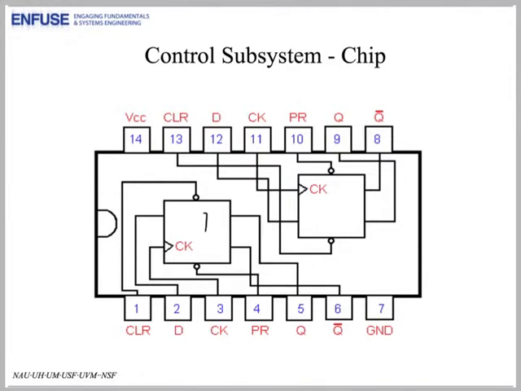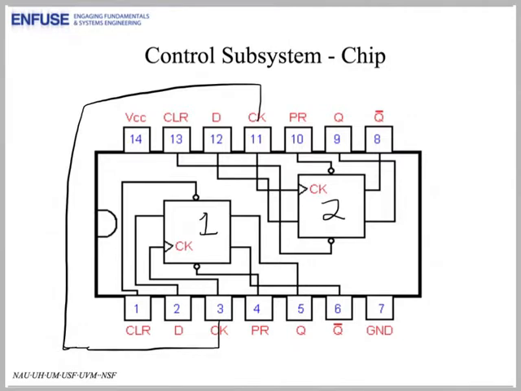We label them 1 and 2. These are D flip-flops, a type of flip-flop where the D stands for data. There is one key signal that is the input to the control subsystem, the clock waveform from the clock source. It is routed to the clock inputs CK1 and CK2. Each one of these is the clock for one of the two flip-flops.